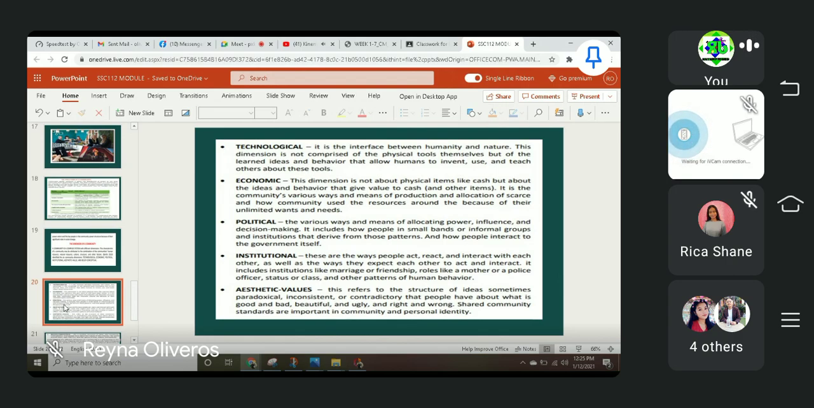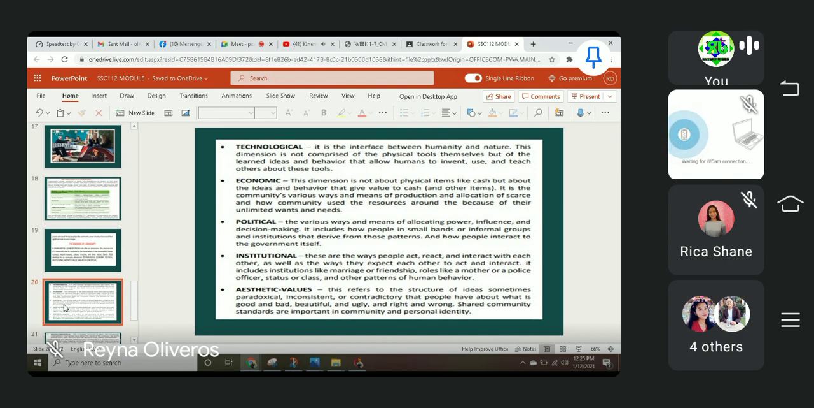These are the ways that people act, react, and interact with one another. 'Di ba? How do they interact with the expectation of each other? Then, it also includes the marriage or friendship, the roles like mother or police officer, status or class, and other patterns of human behavior. Then, next is the aesthetic values pala.